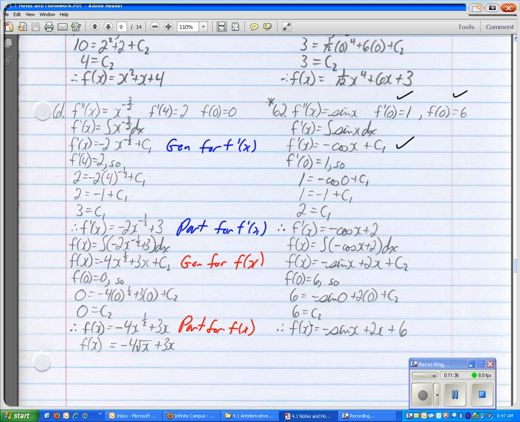Are you getting any of those trig antiderivatives memorized yet? You need to. I mean, work on it. You don't have to have them this second, but work on it because that's going to really slow you down in the future if you don't know those. All right, so we've got the general solution for f prime of x. Use what you know about the derivative to find the particular solution for f prime of x.